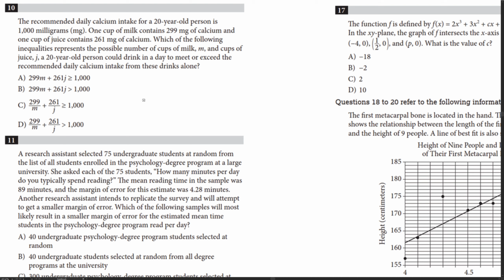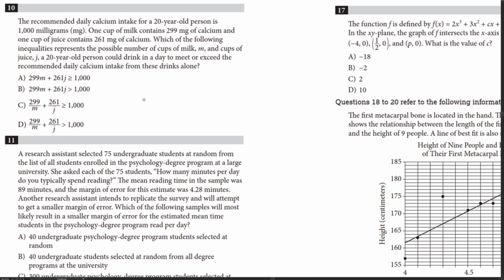The recommended daily calcium intake for a 20-year-old person is 1,000 milligrams. 1 cup of milk contains 299 milligrams of calcium, and 1 cup of juice contains 261 milligrams of calcium. Which of the following inequalities represents the possible number of cups of milk, M, and cups of juice, J, a 20-year-old person could drink in a day to meet or exceed the recommended daily calcium intake from these drinks alone?